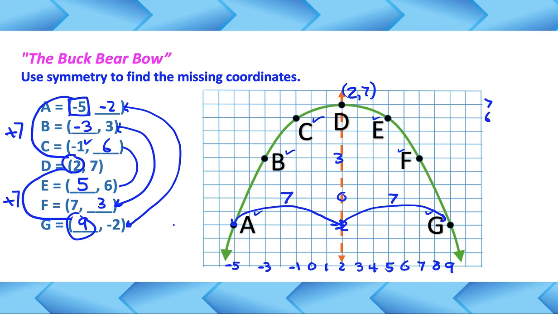That's corner point stuff. Using symmetry to find missing corner points, spatial sense, counting, translations. That is the buck bear bow.